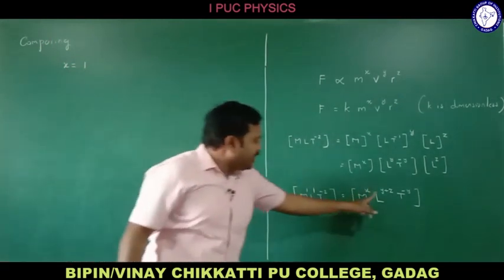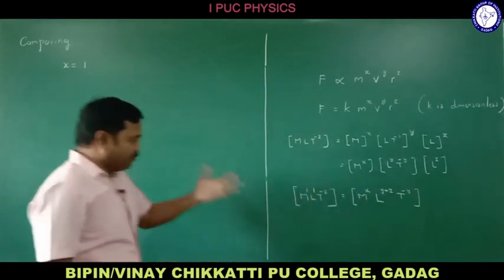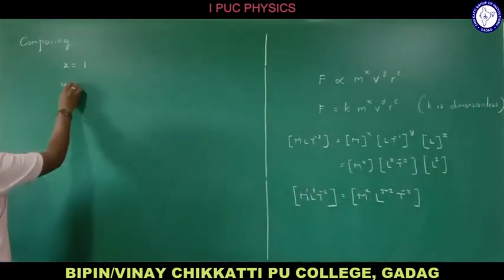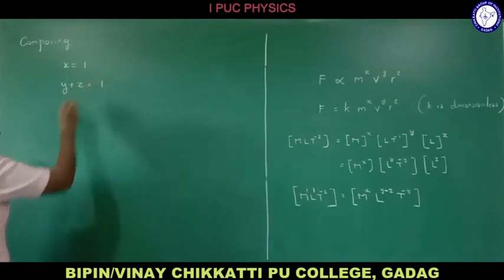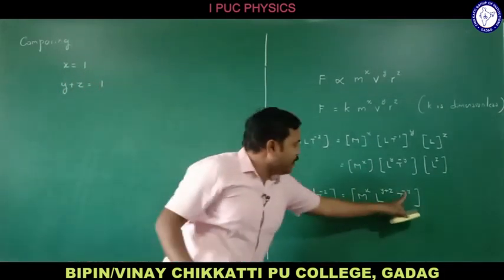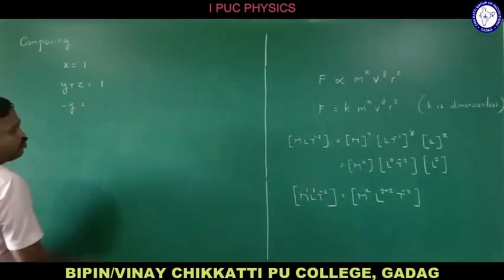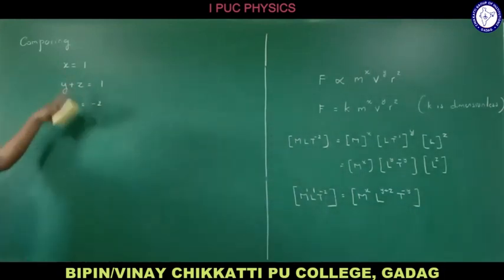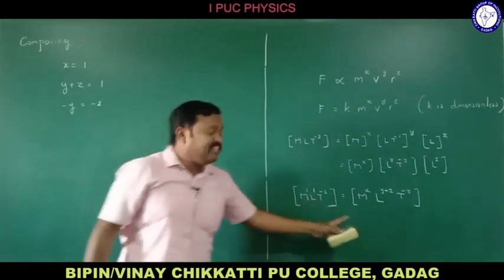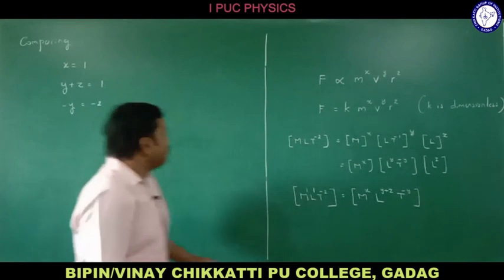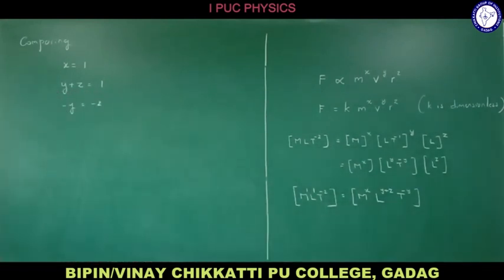Come on, tell me, what is y plus z equal to? 1. Yes, so we are comparing now here. y plus z is equal to 1. What is minus y equal to? Minus 2. Shall I write like this? Minus y equal to minus 2. So these are the equations we got by comparing the powers of m, L and t now here.